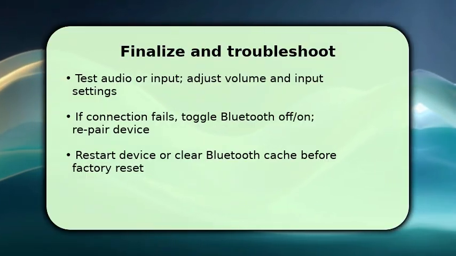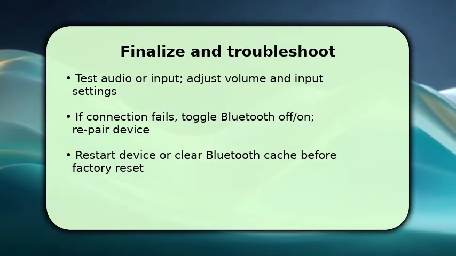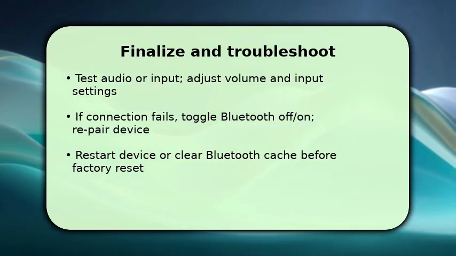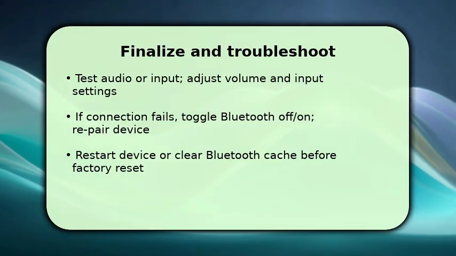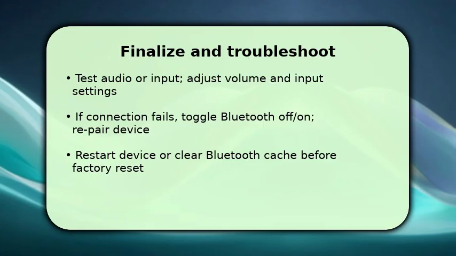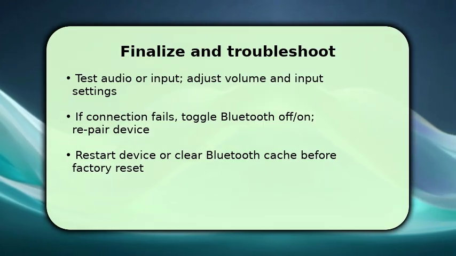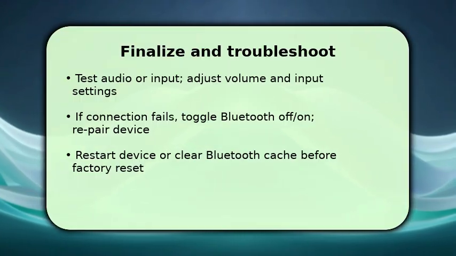If the connection fails, toggle Bluetooth off and on, then repair the device. This often resolves address conflicts. Make sure to restart your phone if problems persist, and clear the Bluetooth cache on Android or forget the device and repair on iOS before doing any factory resets. That single troubleshooting tip will save you time in most cases.